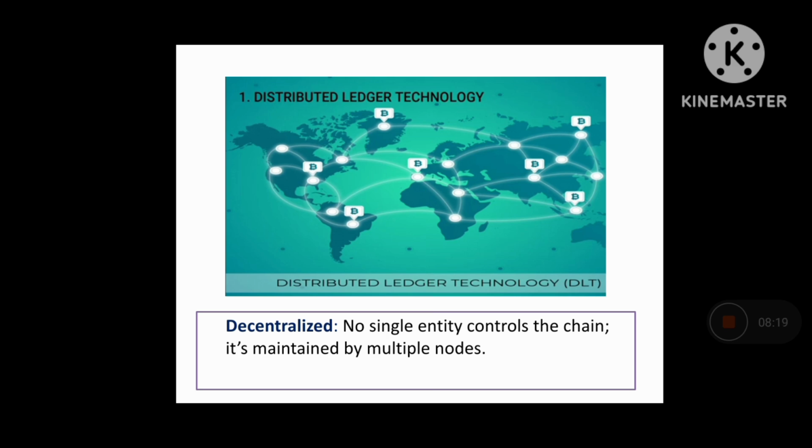So what is distributed ledger technology? No single entity controls the chain. It is maintained by multiple nodes. That is, this is a decentralized application. There will be servers connected, and the contents we are going to store are in the form of blocks. It is not stored in one server like in this system. It is distributed over the network, and the transactions in the network provide the distributed ledger, that will be transparent for all the participants of the blockchain technology.